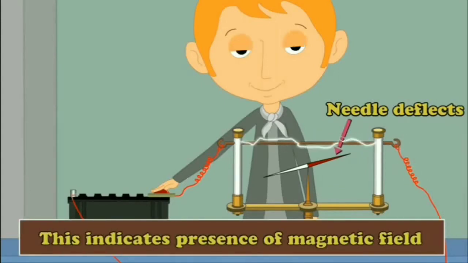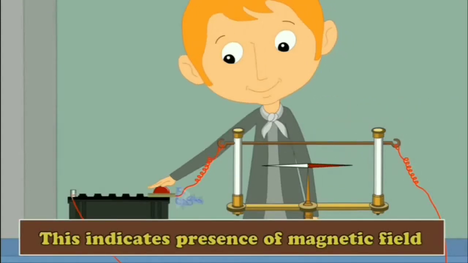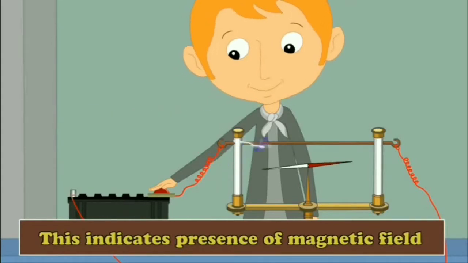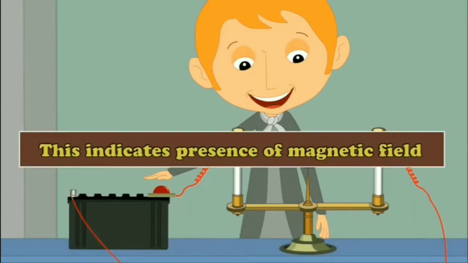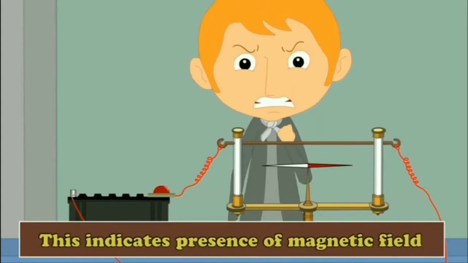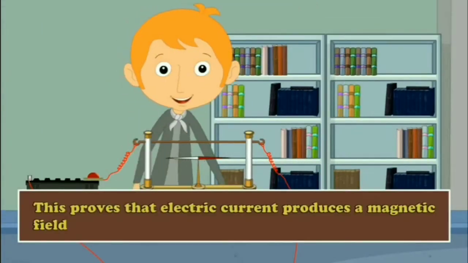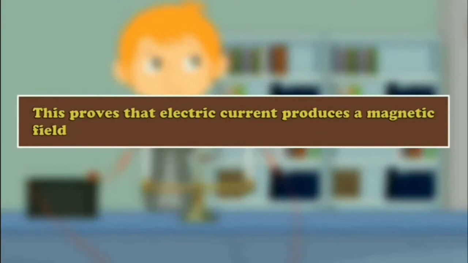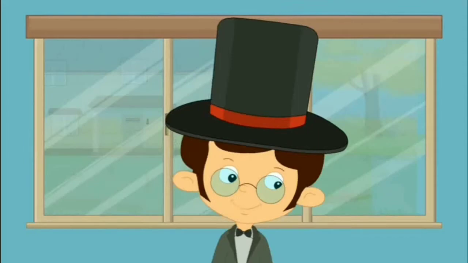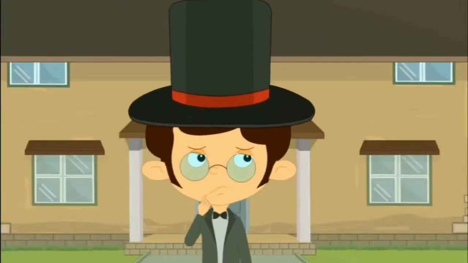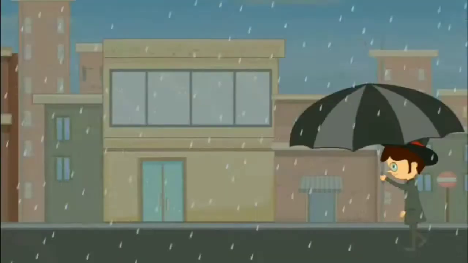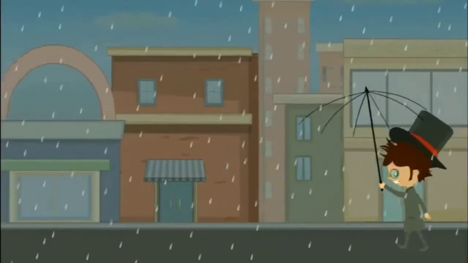Hans Christian Oersted found that when current is made to pass through a conductor, the magnetic needle shows some deflection, which suggests the existence of a magnetic field around the vicinity of the current-carrying conductor. So, this proves that electric current produces a magnetic field. Michael Faraday thought that if current can produce a magnetic field, then a magnetic field must also produce electric current, or induced current.